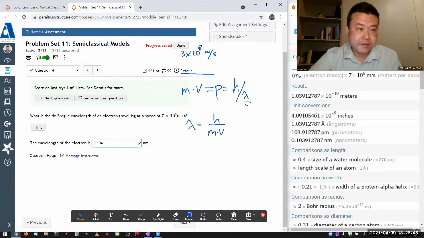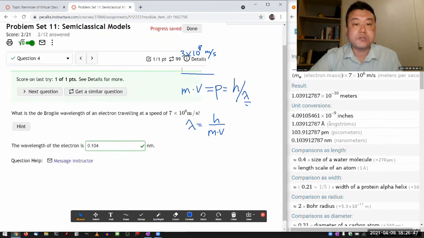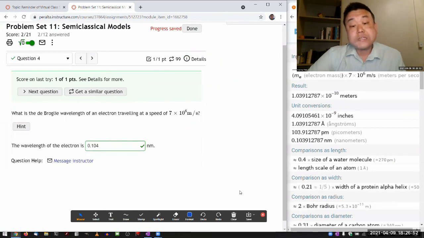So as I was saying, these are number sense questions. I want you to get a sense of what the reasonable, realistic numbers are when you are dealing with quantum mechanics and these microscopic elementary particles.